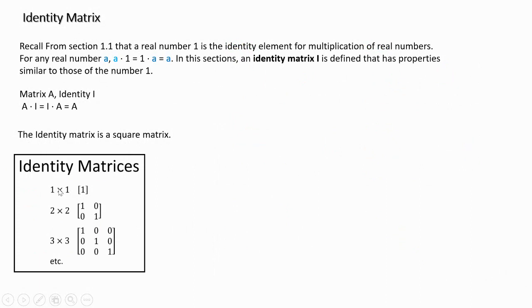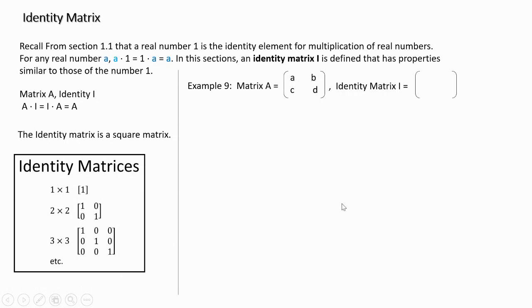The identity matrix is a square matrix. By that, they mean it can be a 1 by 1, a 2 by 2, a 3 by 3, etc. It's got to be a square matrix. Okay, so example 9. Say matrix A is A, B, C, D. The identity matrix is going to be 1, 0, 0, 1, because for a 2 by 2 matrix, this is my identity matrix. So find A times the identity.